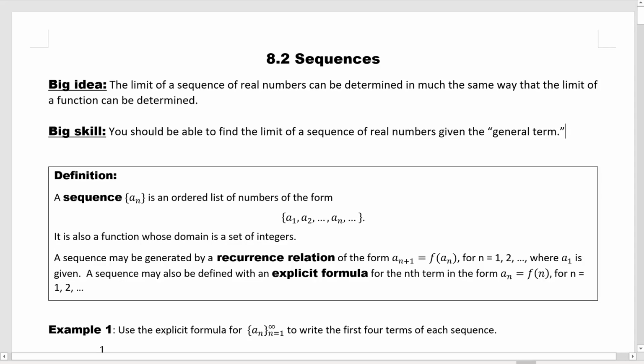Hi everyone. Today we're gonna start chapter 8. Chapter 8 is about series and sequence. So let's first talk about sequence.